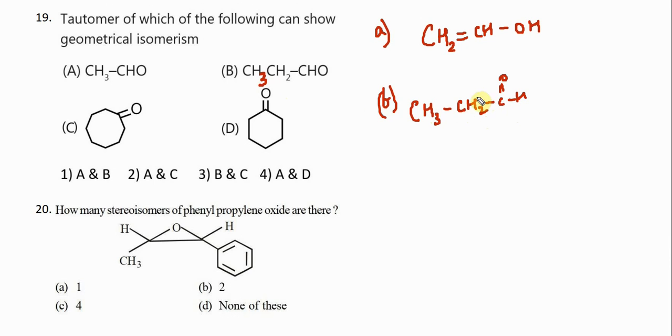So what they are trying to do is, the hydrogen here, this bond comes here, this bond goes there. So the tautomer will be CH3 CH double bond CHOH.